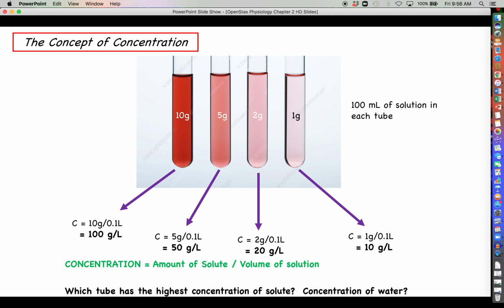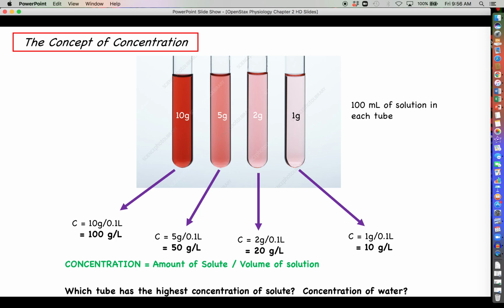Now, here are a couple of questions that we want to ask here, and we need to make sure that we understand this association. Which tube has the highest concentration of solute? Well, we already established that, right? It's tube A on the left. It received 10 grams of solute, and all 4 tubes have the same volume of solution, so it's really a no-brainer that tube A on the left has the highest concentration of solute.